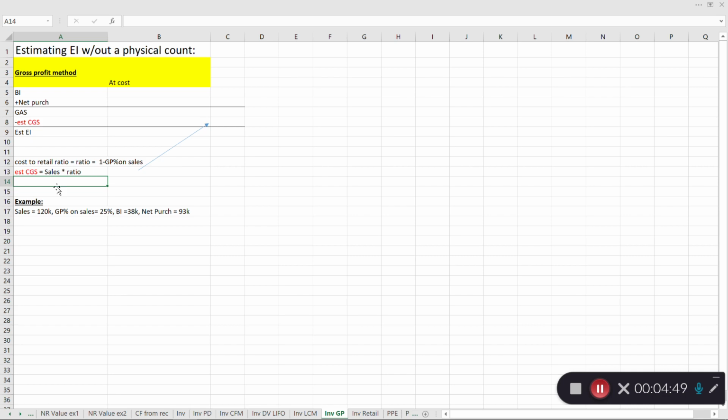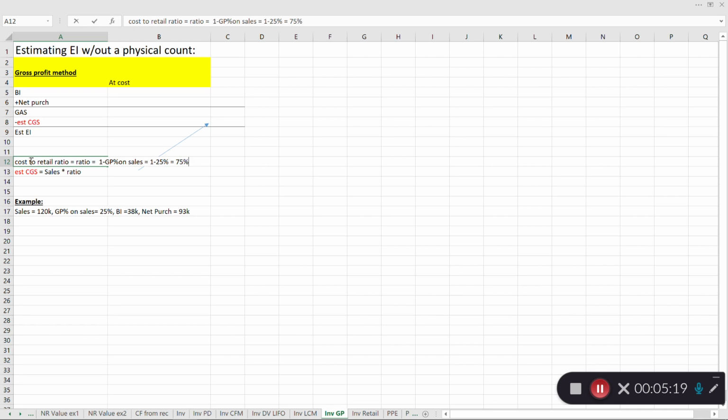So let me give you an example. Assume that a company during a period has sales of $120,000. And the gross profit percentage on sales is 25%. So in other words, we mark up our goods 25% based on sales. So if we put this information over here, what we have is 1 minus 25% gives us 75%.